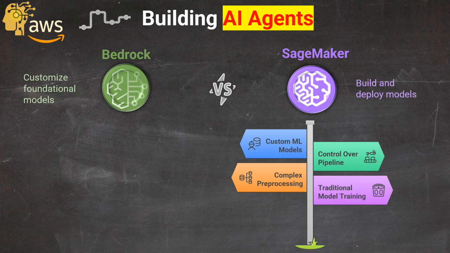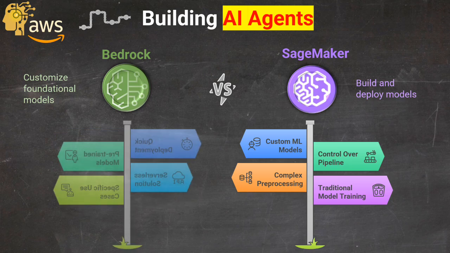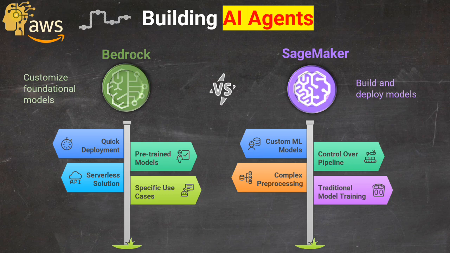It's also the tool of choice when you need to train and deploy traditional ML models for tasks like regression or classification. On the other hand, Amazon Bedrock is your best bet when you need to quickly deploy generative AI applications. It's perfect if you want to leverage pre-trained foundation models without the hassle of managing infrastructure. Bedrock offers a serverless, API-based solution that's particularly well-suited for tasks like building chatbots, generating content, or performing text analysis.